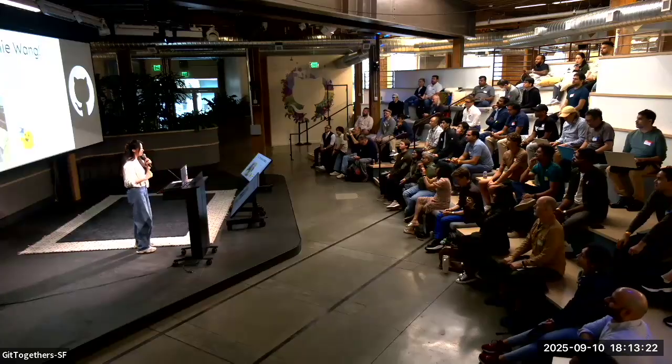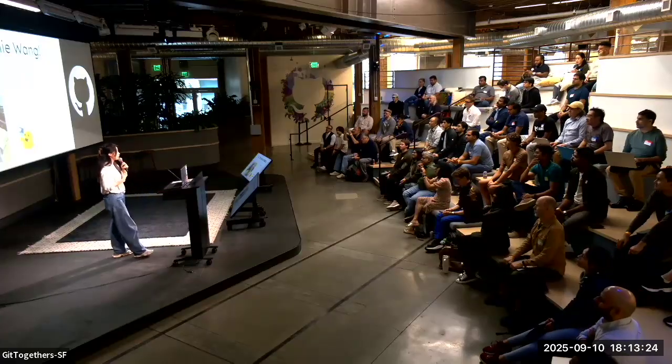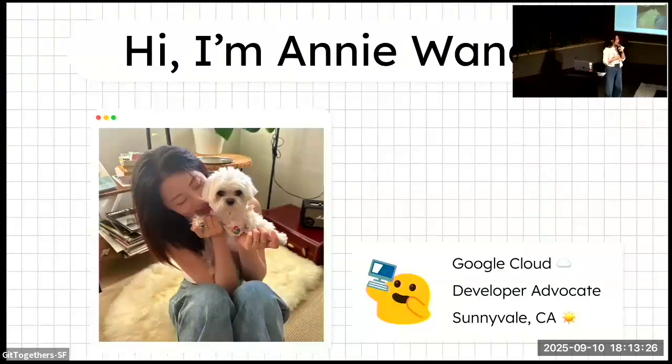So for those of you who don't know me, my name is Wang. I'm currently a developer advocate at Google Cloud. Previously, I was a software engineer at Google, working in the industry as a software engineer for 6 years. Recently, I switched to developer advocate because I'm really passionate about sharing AI knowledge. That's why I'm here today. I'm very excited to start this talk.